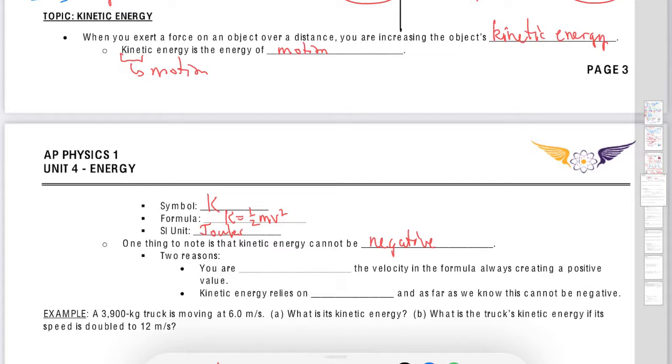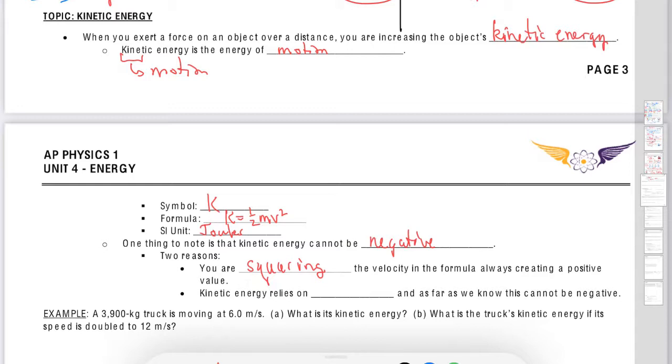There are two reasons why kinetic energy can never be negative. The first is that you're squaring the speed, or squaring the velocity. So even if the object was headed in the negative direction, because you square the velocity, it's going to be a positive number. That will always create a positive number.